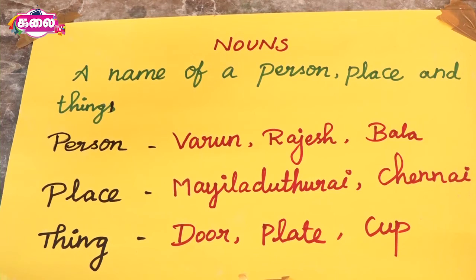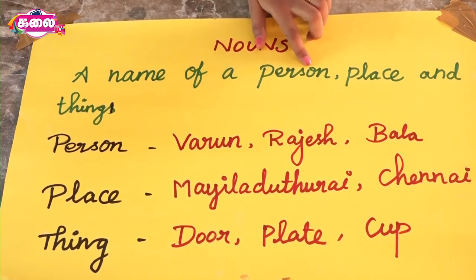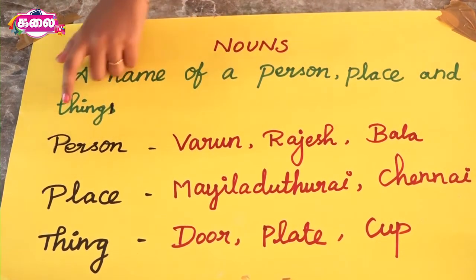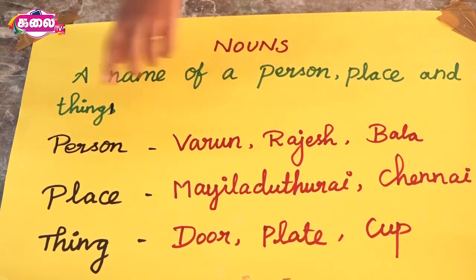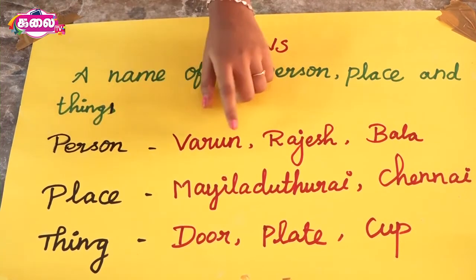Now let us learn nouns. The name of a person, place and thing are called naming words or nouns. Say, what is meant by noun? A name of a person, place and thing. This is a noun. Here are some examples.